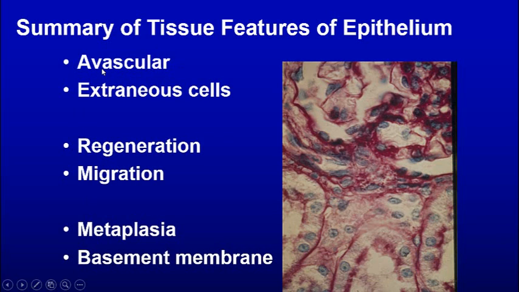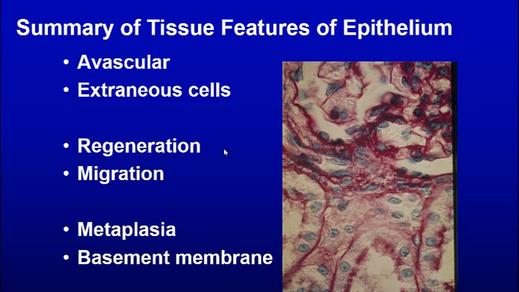So in summary, it's avascular. Epithelium does not have blood vessels. It gets its nourishment from the connective tissue below. Extraneous cells, you always have lymphocytes and white blood cells migrating through. Regeneration ability, you have amazing ability to regenerate cells, and anytime you have rapid regeneration, you have opportunity for cancer, and that's why about 90% or so of cancers are epithelial cells. Not only that, there are many epithelial cells of different types throughout the body, which would also increase the likelihood of cancers.